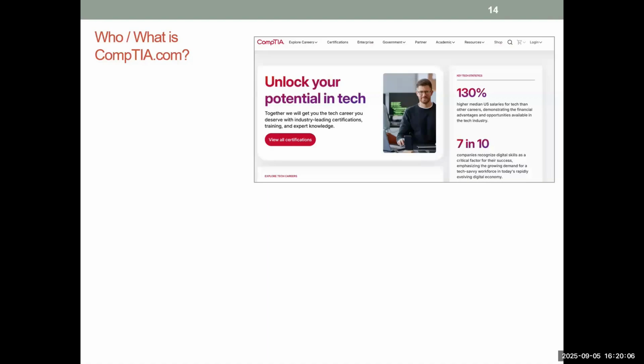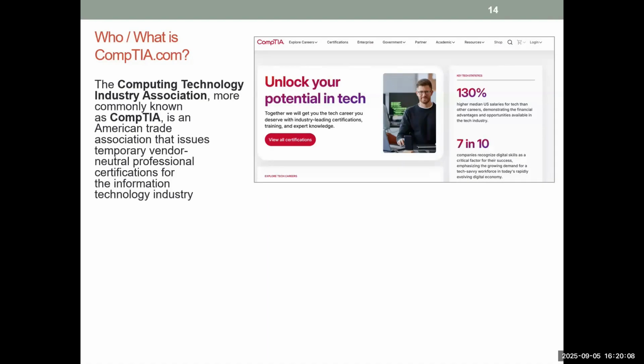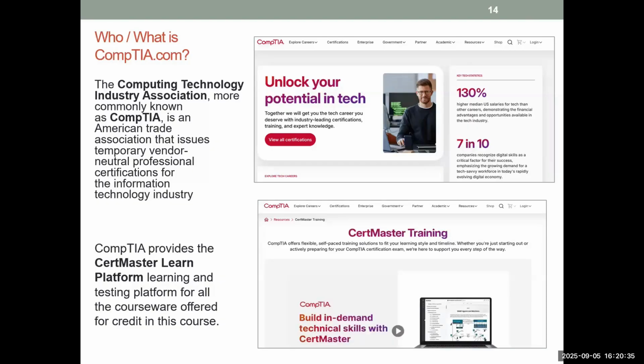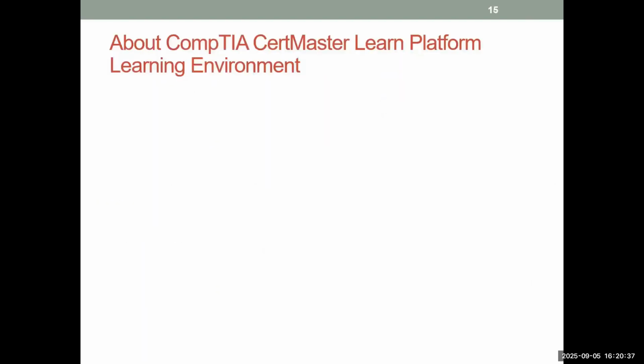And again, CompTIA is the company, Cert Master Learn platform is the learning environment. So who is CompTIA? It's the Computing Technology Industry Association. You may or may not have heard of it before. It's very widely known. Most people don't know that it is a nonprofit, however, which makes it not necessarily tied to industry, although they, of course, do represent industry. Industry recognized certifications. And the CompTIA Learn platform, again, is the testing and learning platform, and it kind of looks like that.